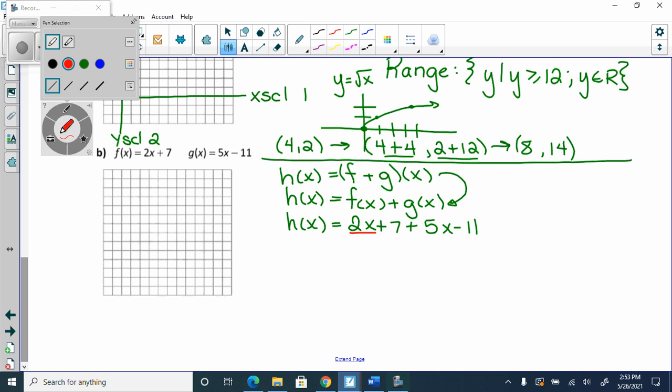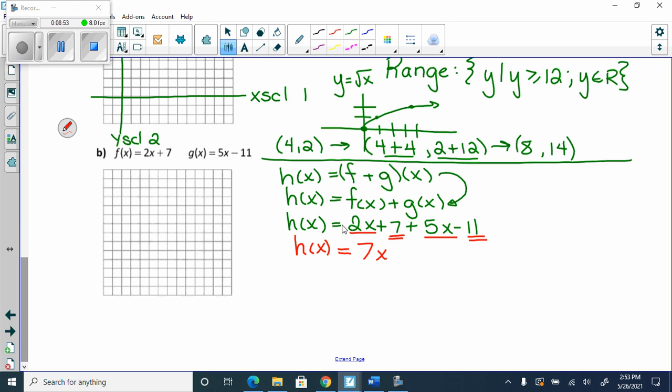So you're going to go 2x plus 5x. 2x plus 5x is 7x. And then 7 minus 11 is? Negative 4. What is this equation in the end?